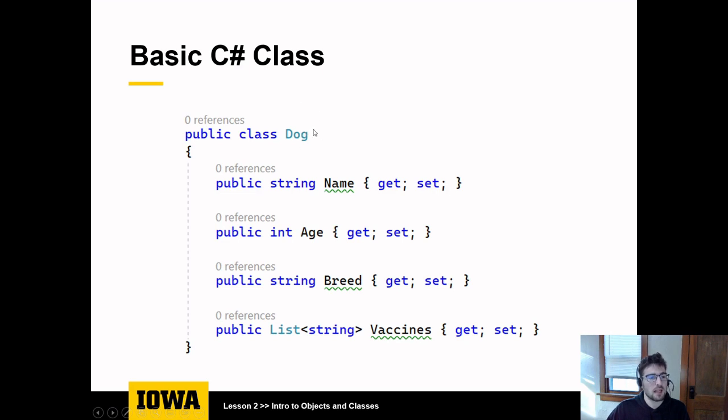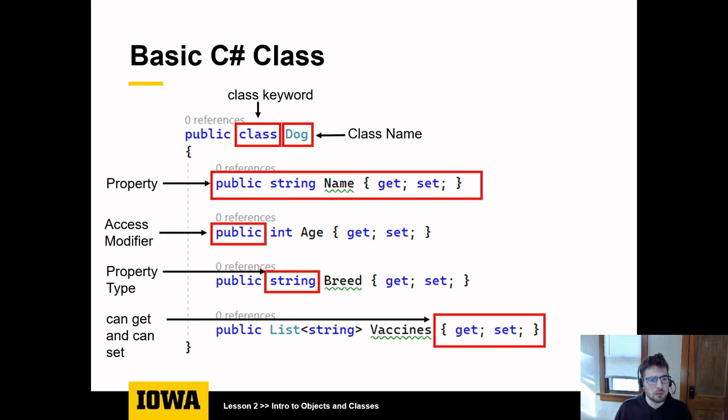We have to give our class a name. The class is Dog. A dog has a name, an age, a breed, and vaccines, and a name is specifically a string, an age is specifically an integer value, breed is a string, and vaccines are a list of strings. So the typing needs to be here as well. And to break it down a little bit further, I have this diagram here.